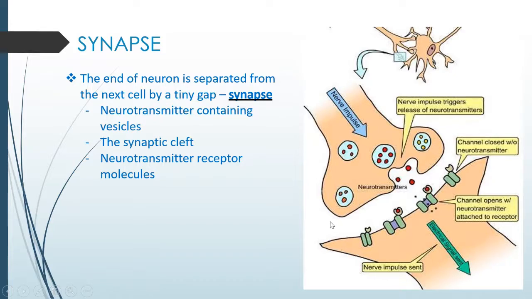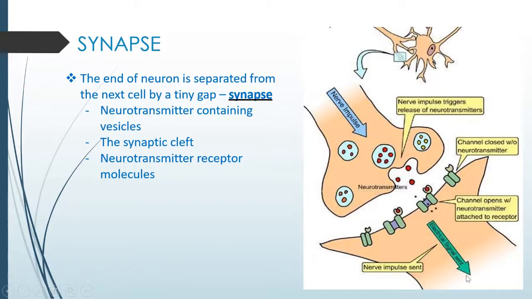That is the space between the presynaptic neuron and the postsynaptic neuron. In the postsynaptic neuron there are neurotransmitter receptor molecules. The neurotransmitters get connected to the receptor molecules present over here, and that's how the electrical impulse gets transmitted.